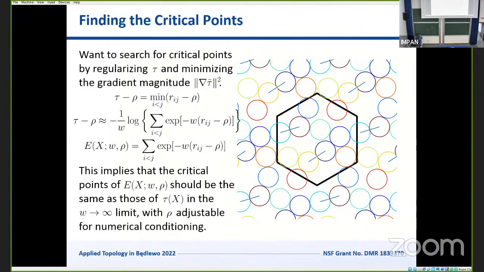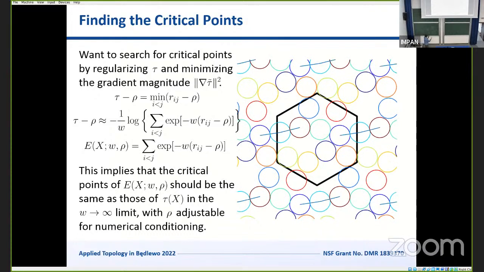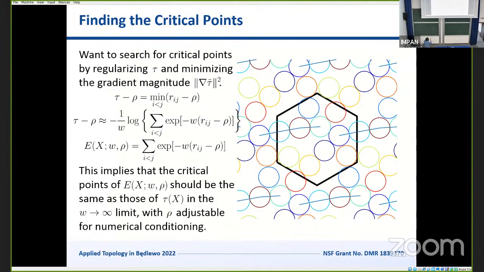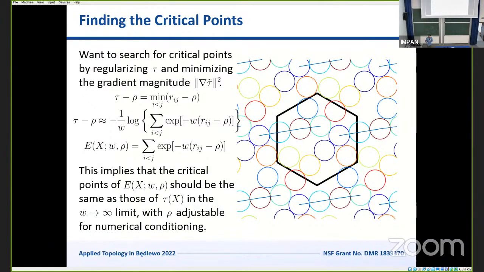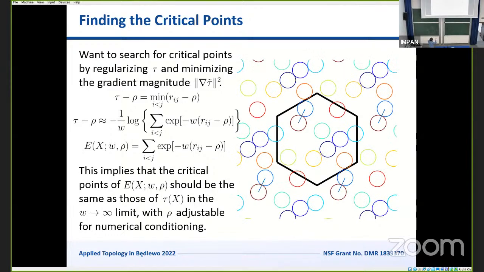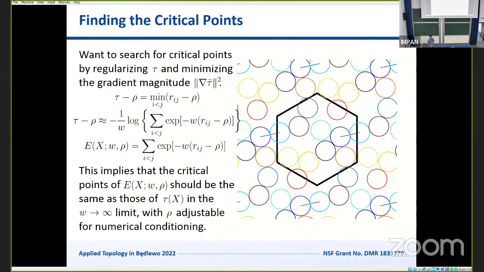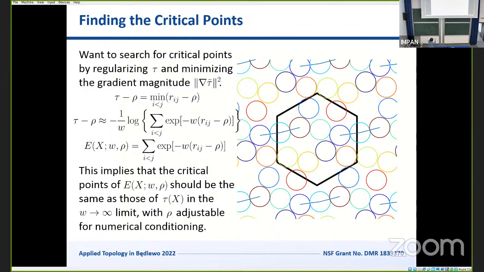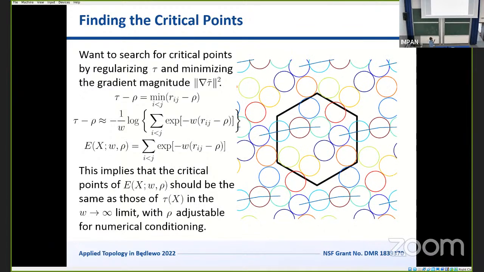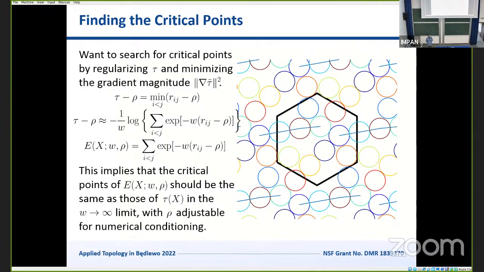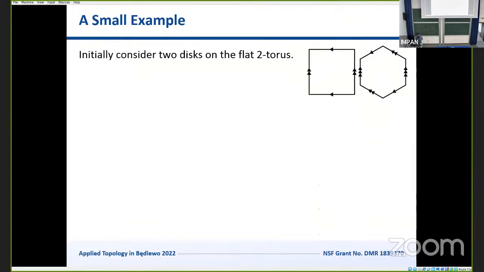Right. So I just said this already, but if you go through this and you believe my reasoning, then the critical points of this should be the same as the critical points of tau. If you could define such critical points, we've talked about them as the limit of the sequence in the W goes to infinity limit. And you'll notice that in this kind of setup, rho is just a parameter that I use for numerical conditioning, right? If I multiply every term in this by an exponent of negative W rho, it definitely doesn't change where my critical points are. It's just multiplication by a constant. And so in fact, I use rho just for numerical conditioning. The location of the critical points is independent of that choice.